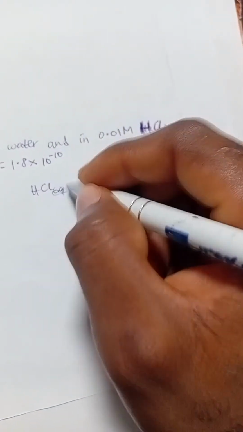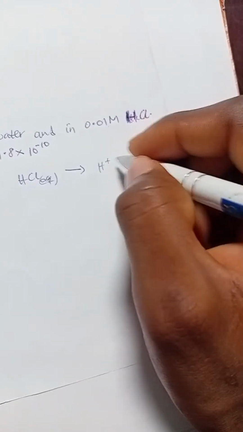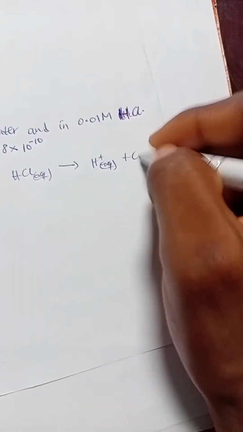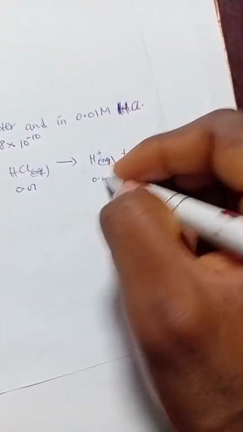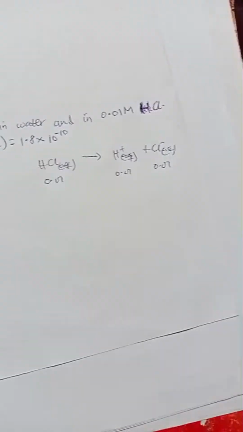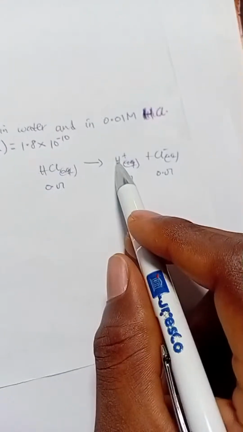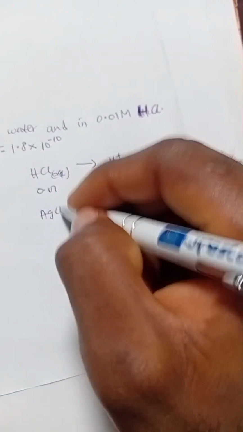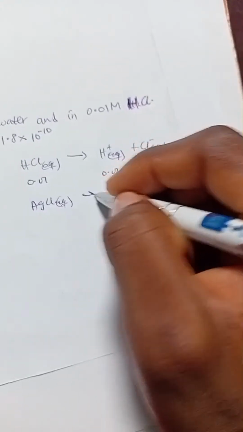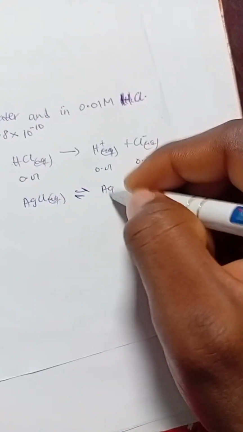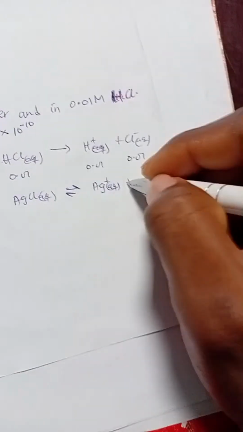HCl, we know it's a strong acid, so it's going to dissociate completely and give us H plus ions and Cl minus ions. So here 0.01, here too 0.01. Mole ratio 1:1, so 0.01. So now when we put this in HCl, the silver chloride is still going to dissociate just like how it did in the first instance.